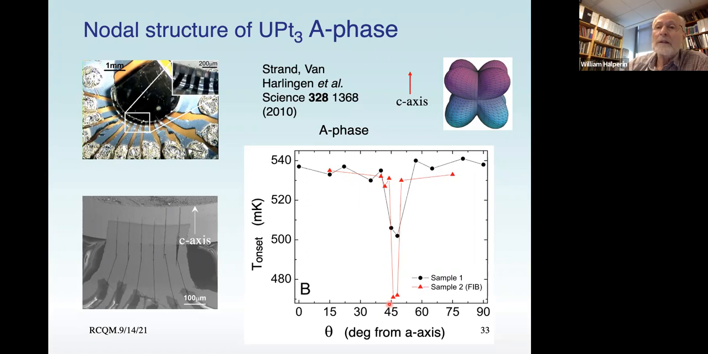the equilibrium window of the A phase. And from the E2U theory, you expect longitudinal nodes cutting through the equatorial plane, such that at an angle of 45 degrees relative to the A axis, you would expect to see nodes. And this is the node right here.